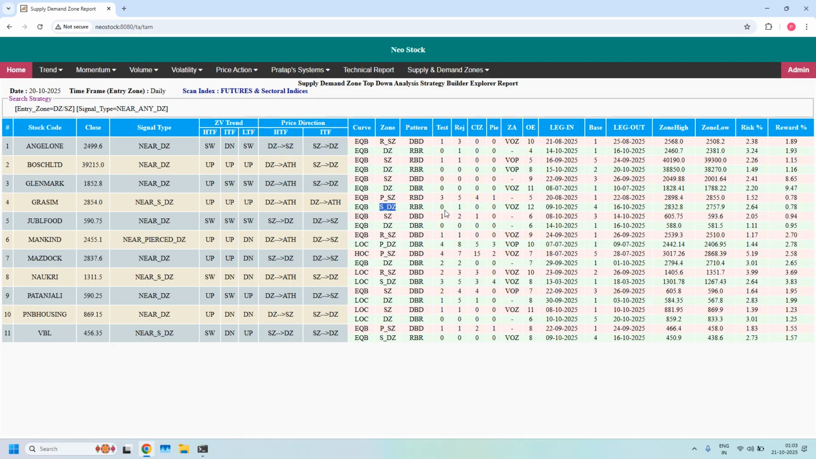Grasim is having a high liquidity daily demand zone. Naukri is not valid because it is a pierced zone, but you can use this zone for the pierced zone strategy that you learned in lesson 28, but not for the high liquidity zone strategy. Next you have VBL. So in total we identified two valid daily high liquidity demand zones from this list.